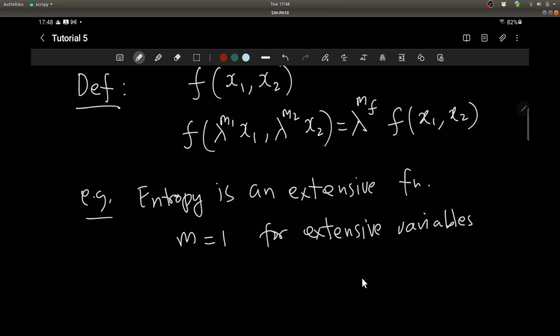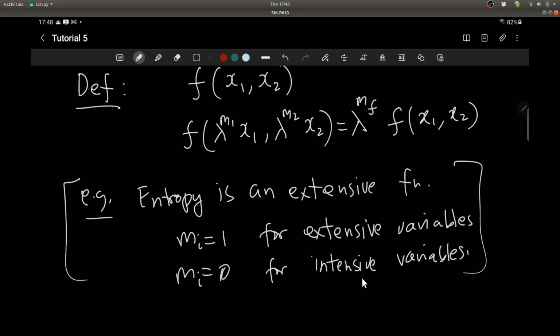And what is it for intensive variables? m1, m2 kind of analog of that, calling it m. How do you scale intensive variables? How do they scale? Should not depend, right? Yeah, zero. That's all. Okay, so this is just an example. This is not our example, but it's fine.